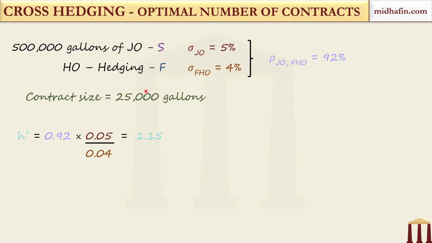Okay. And what is the size of each futures contract? 25,000. So this is your formula. 23 long contracts. Is it clear? Okay. So this is how the number of contracts is determined.